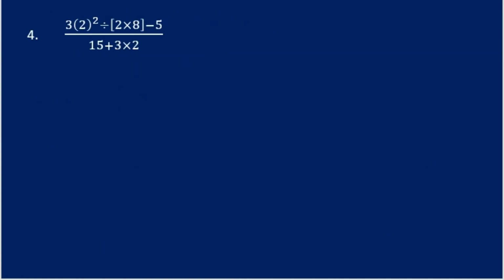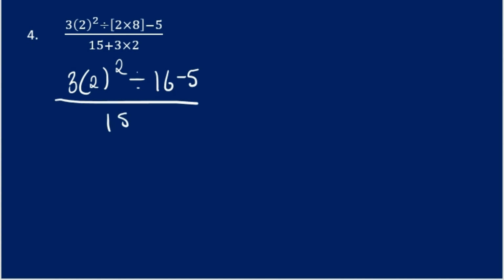Okay, Jo, what do you think we should do first? We should first do the parentheses. That is 8 times 2. Or 2 times 8. Yeah. And 2 times 8 would be? 16. So we would write the whole thing, and 2 times 8 is 16, minus 5, over 15 plus 3 times 2. Okay, now we need to do this part with 2 in the brackets.